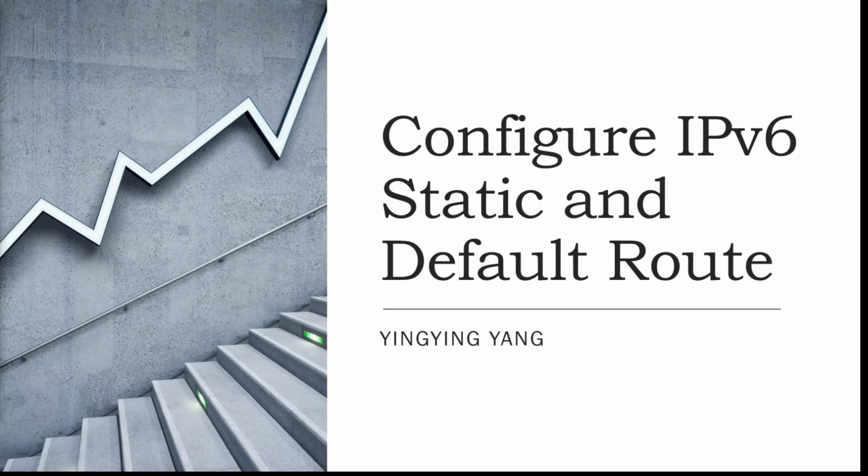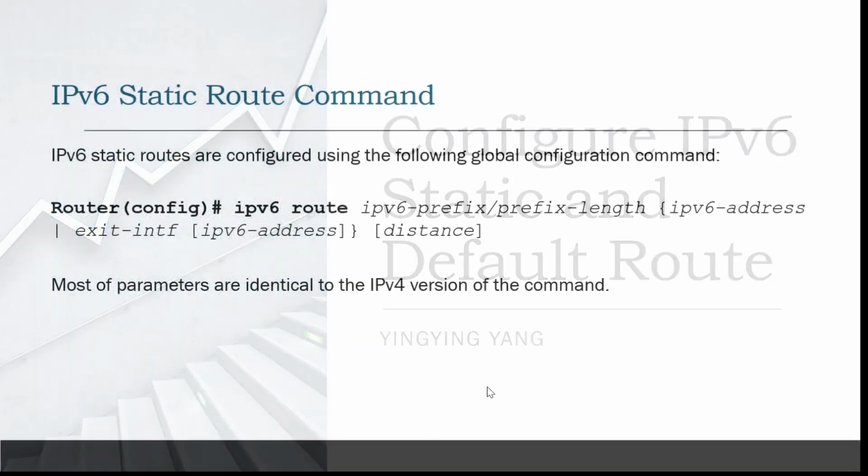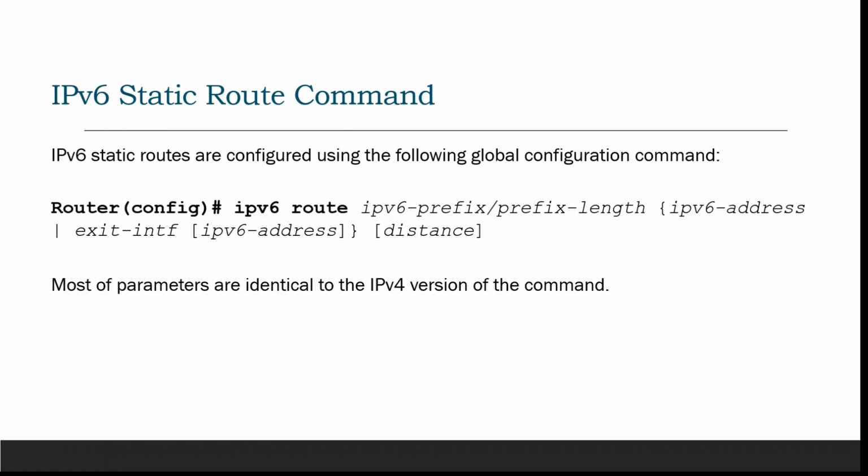In this video, I'm going to show you how to configure static and default routes for IP version 6. The syntax to configure an IP version 6 static route is very similar to an IP version 4 static route. In global configuration mode, we use ipv6 route instead of ip route. Then we have the remote network with a prefix length, and we are not going to use the subnet mask for an IP version 6 network.